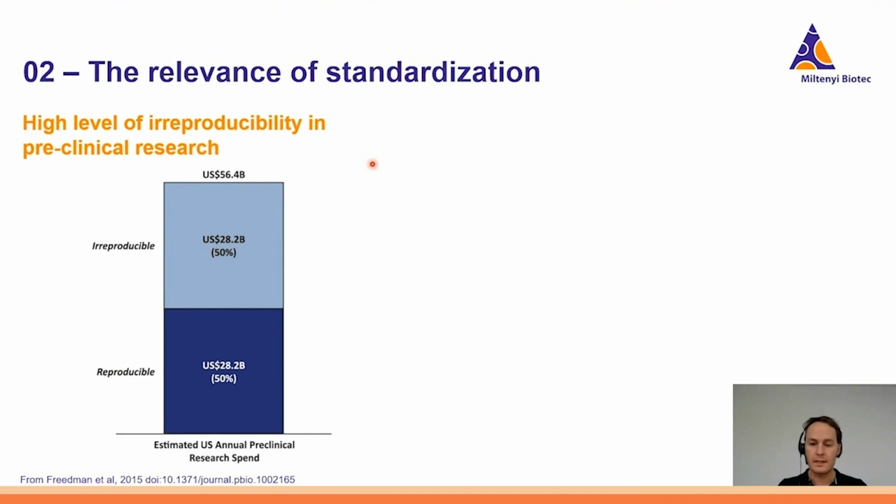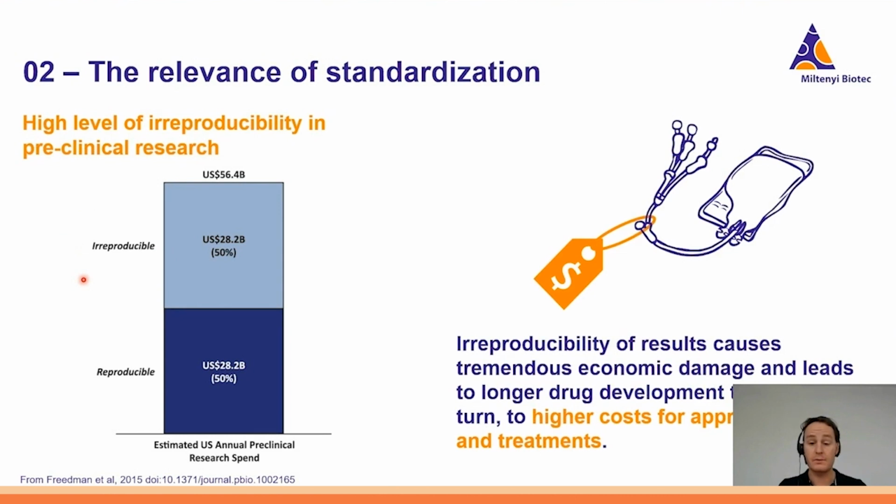Why is standardization of such importance? I would like to show this publication from 2015, which found that about 50% of annual research money is wasted on irreproducible preclinical research. And that, of course, results in tremendous economic damage and obviously also in longer drug development and in some cases higher costs for development of therapeutics.